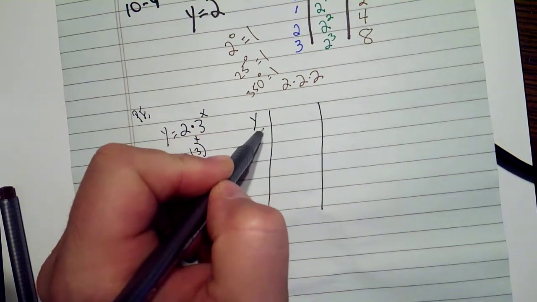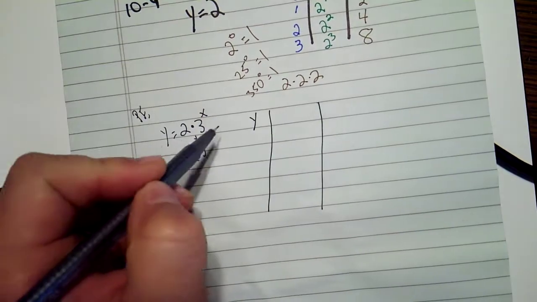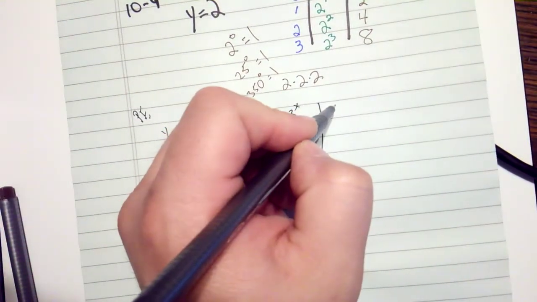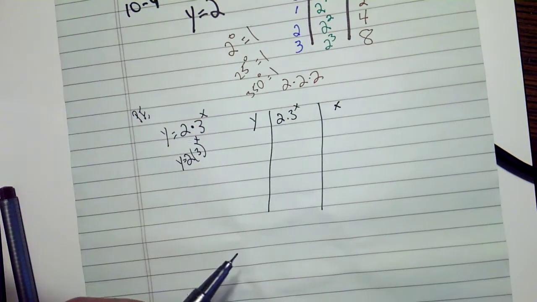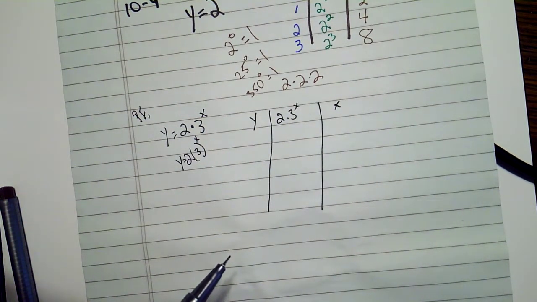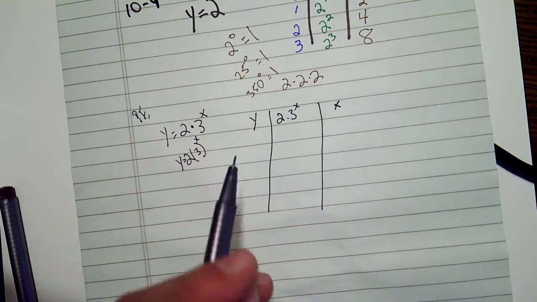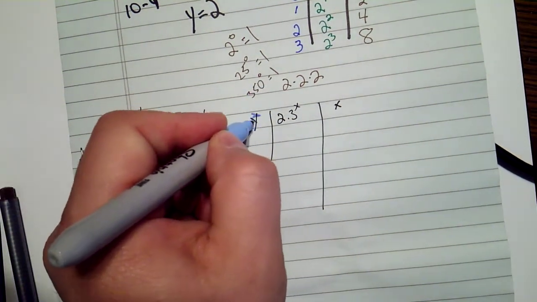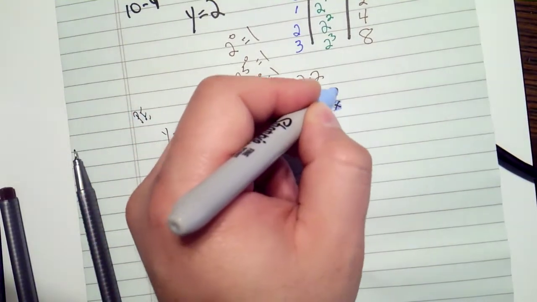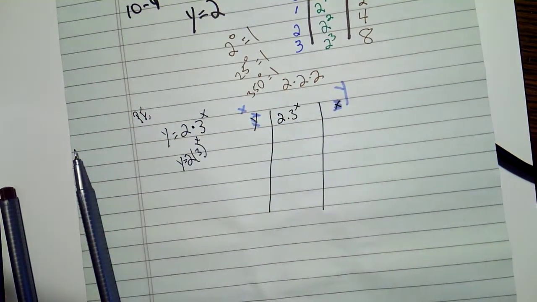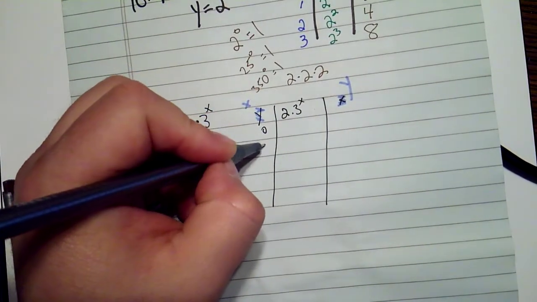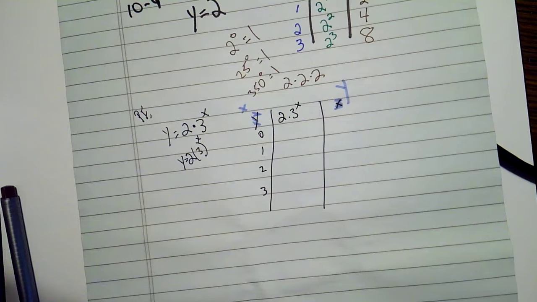All right, so I'm going to make our table up. We have our y's. We have our 2 times 3 to the x. And then we have our, I totally wrote this table wrong. These two should be flipped. Let's fix this. It should be x, y. Should have been that for the first one too. So our x values we're going to pick are 0, 1, 2, 3.